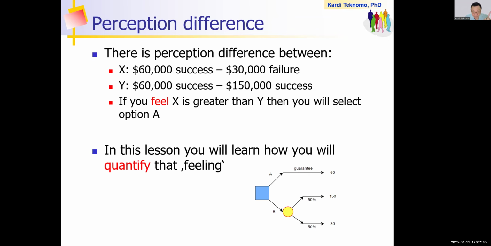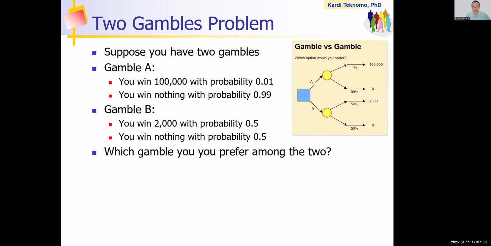So let's play another one. This time you have two gambles. There is no certainty. So let's call this the two gambles problem. Suppose you have two gambles, gamble A and gamble B. Gamble A, you have a 1% chance, like a lottery, a small percentage, to earn 100,000. But 99% you get zero.